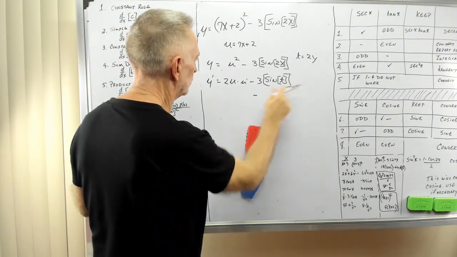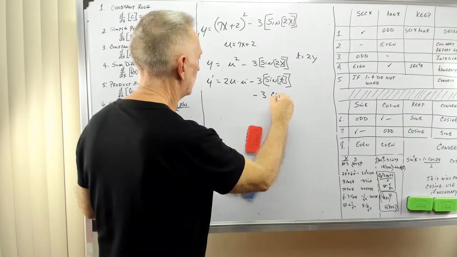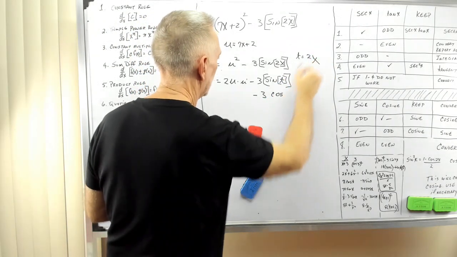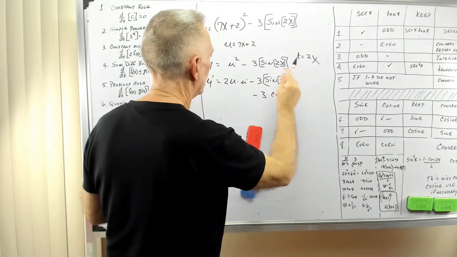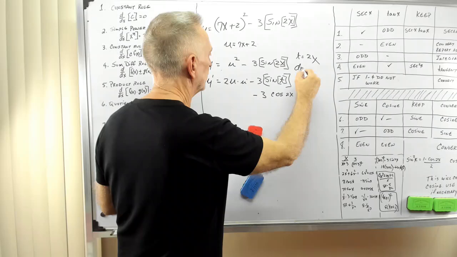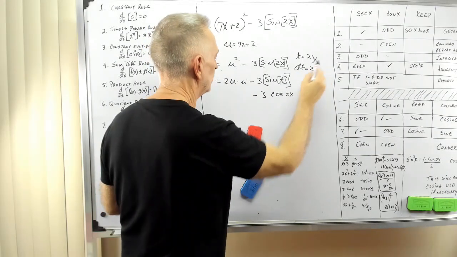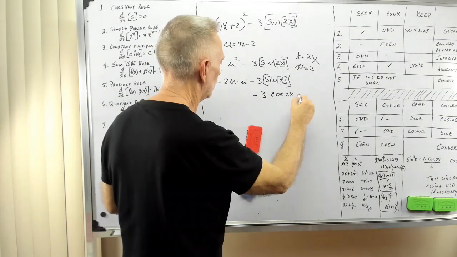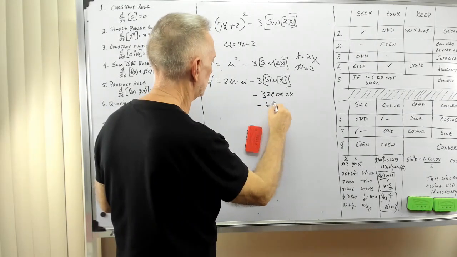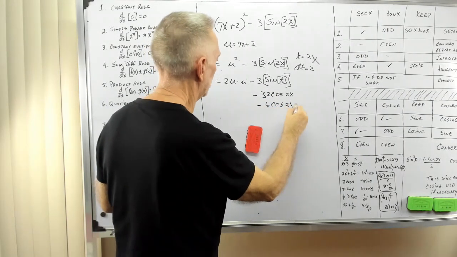So I'll just do this one side. 3 times cosine t, but t is 2x, times the derivative of what's inside. What's the derivative of t? dt equals 2 dx. So it equals 2. So I'll put the 2 here, times 2, so that's minus 6 cosine 2x.